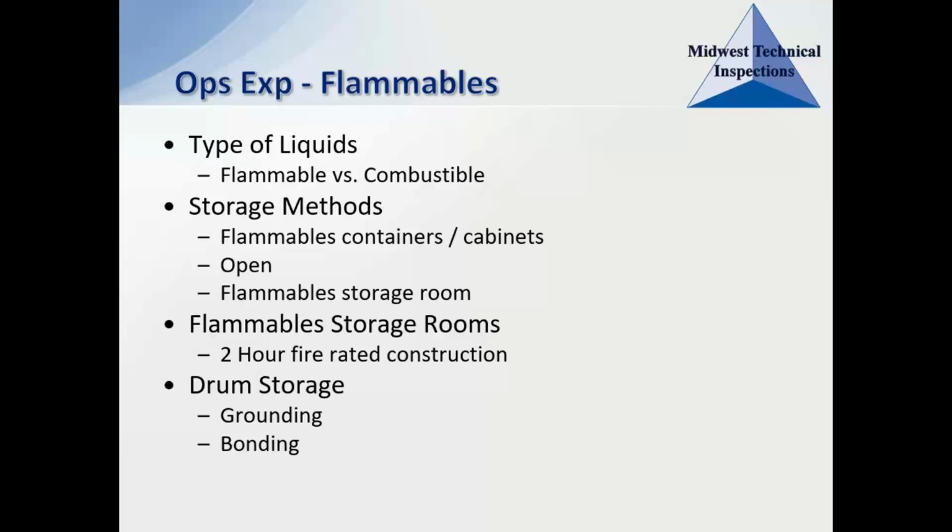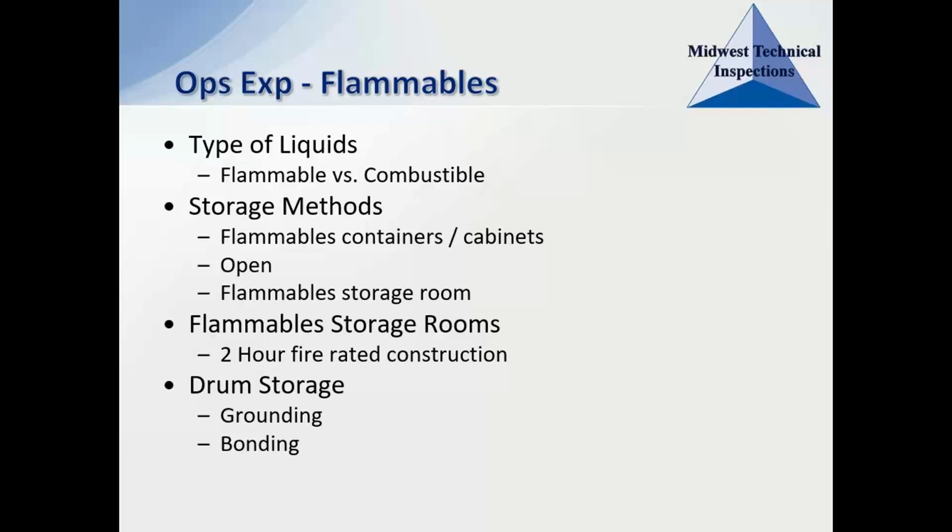So you need to identify what types of liquids they have, and then how are they actually storing those flammable liquids? Do they have special flammables containers that are designed for the storage of those particular flammable liquids? Do they have cabinets? They need to be the specific flammable cabinets. Are they just being stored out in the open shop area? Do they have a flammable storage room? It's a specific room that's designed for the flammable storage.